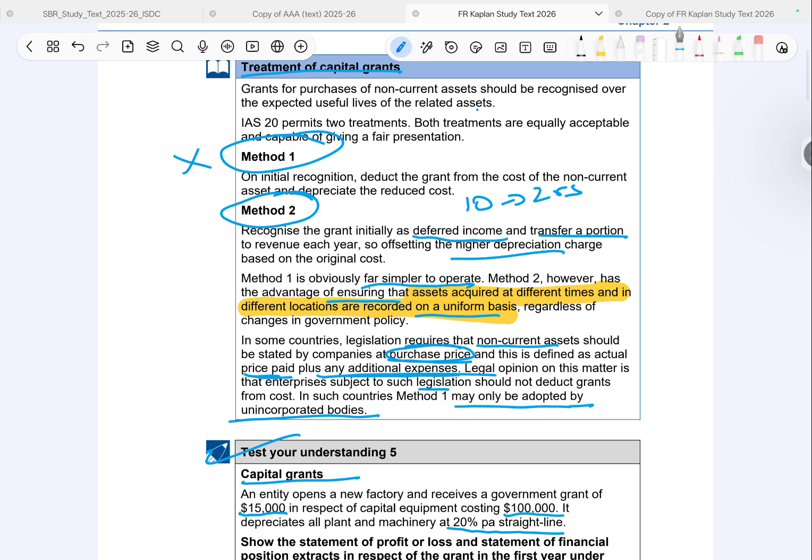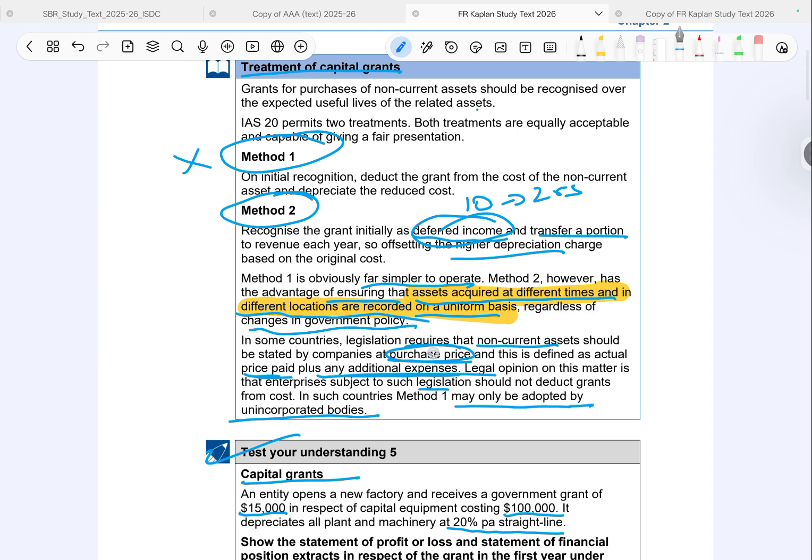So we'll recognize it as deferred income in the statement of financial position, and each year we'll recognize a portion in profit and loss. So method 1 is obviously far simpler. Method 2 has the advantage of ensuring that assets acquired at different times and in different locations are recorded on a uniform basis, regardless of changes in government policy. This is an important point. This can be asked in your theory, in your section C or anything. So yeah, remember this.